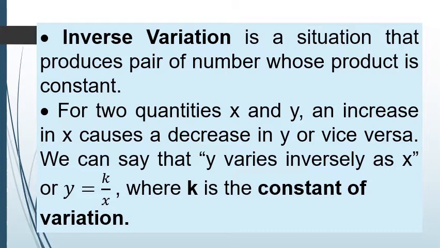quantities ay pataas, dapat ang isa naman ay pababa. Yun ang relationship ng inverse variation, magkabaliktad. Kung ang y ay pataas, ang value naman ng x ay pababa. Again, k is the constant of variation. So, ito yung tatandaan. We have y equals k over x. Ganyan ang pagkakasulat ng statement na y varies inversely as x.